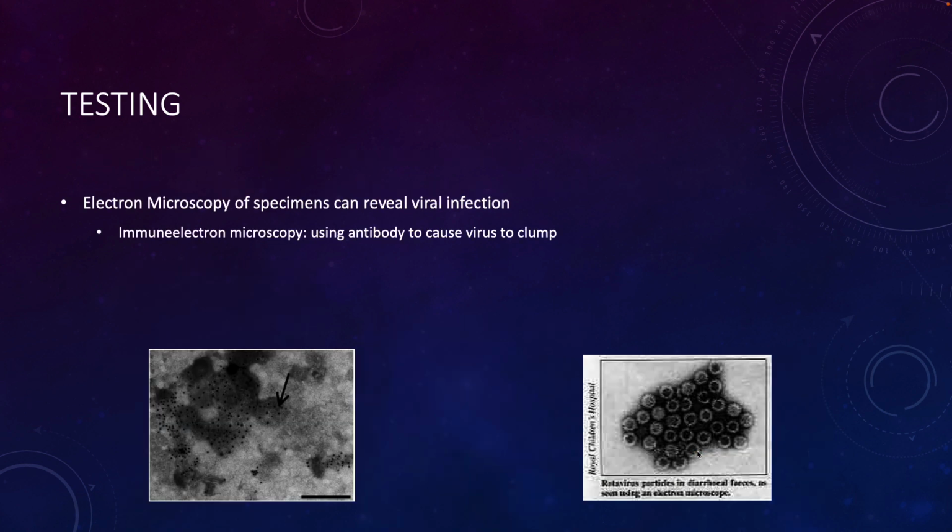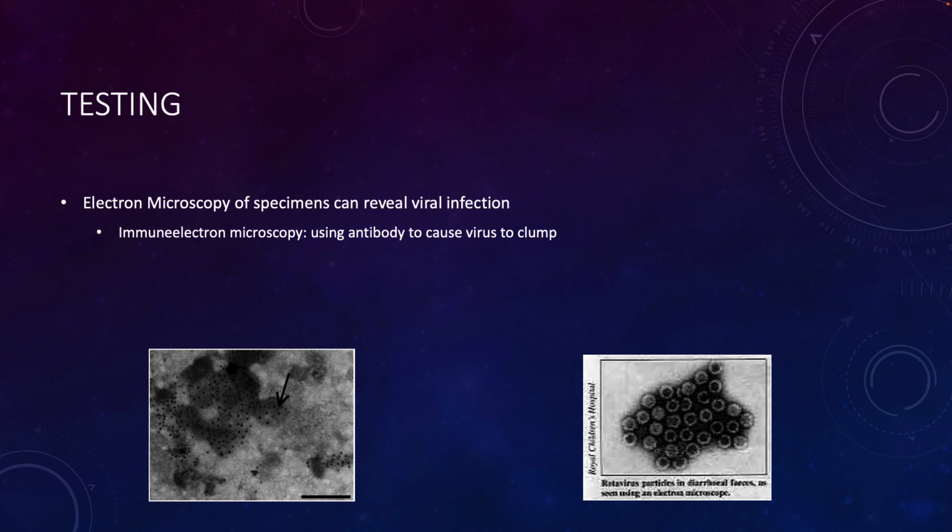Microscopy of viral samples is possible, but again, to actually visualize the virions or viral particles themselves, you have to use something like an electron microscope. Light microscopy simply doesn't have the appropriate resolution. There are two ways that scientists will use an electron microscope to visualize viruses. One is called immune electron microscopy. In this case, you're using an antibody to cause the viral particles to clump.